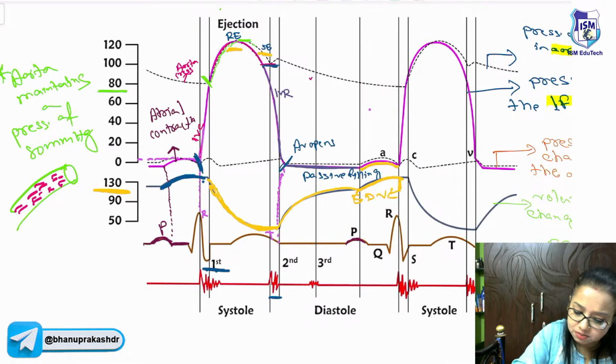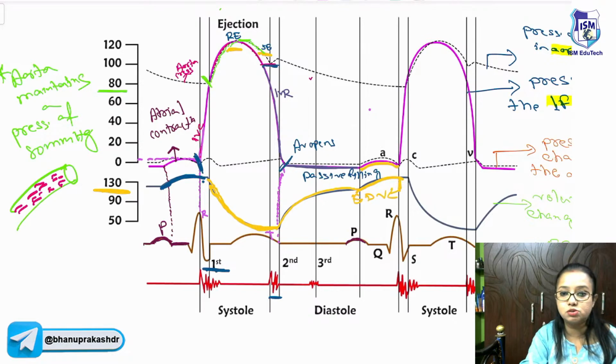Say the maximum ventricular pressure in the left ventricle is 120 or 130, whatever. The same pressure will be followed by the aorta also. Whatever maximum pressure the ventricle reaches, the aorta also will touch that maximum pressure. And then when there is rapid ejection and slow ejection, the pressure in the ventricle drops. See, the pressure in the aorta also drops.